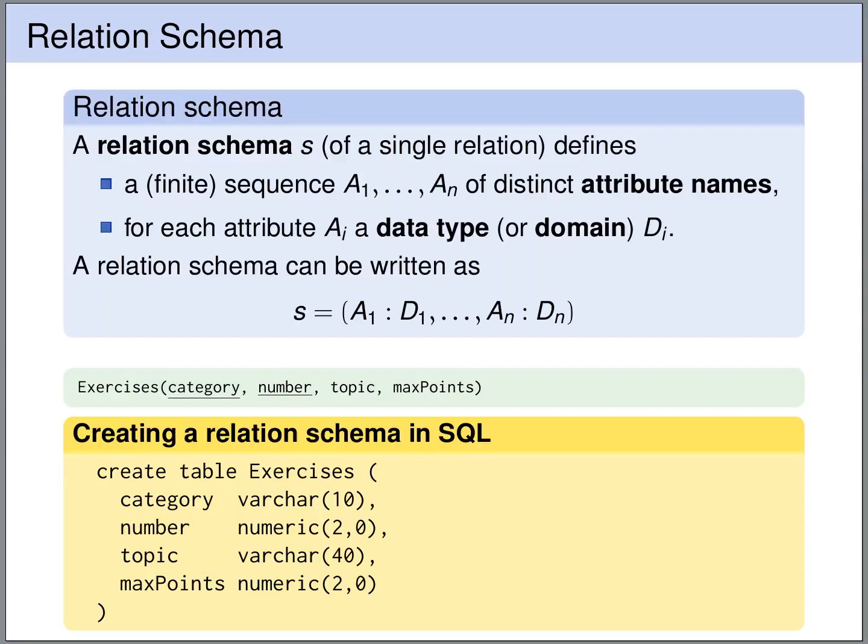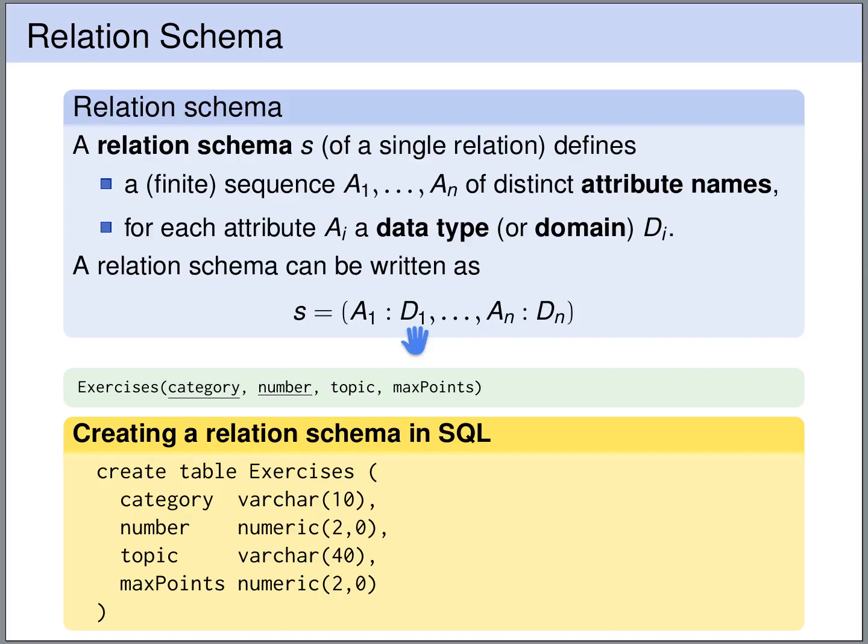A relation schema defines the structure of a single relation. It consists of a finite sequence of attribute names, A1, A2 up to An, and for each attribute name Ai, a data type, a domain, Di. A relation schema can be written as such a tuple, where we have the attribute names, colon, their corresponding data type.